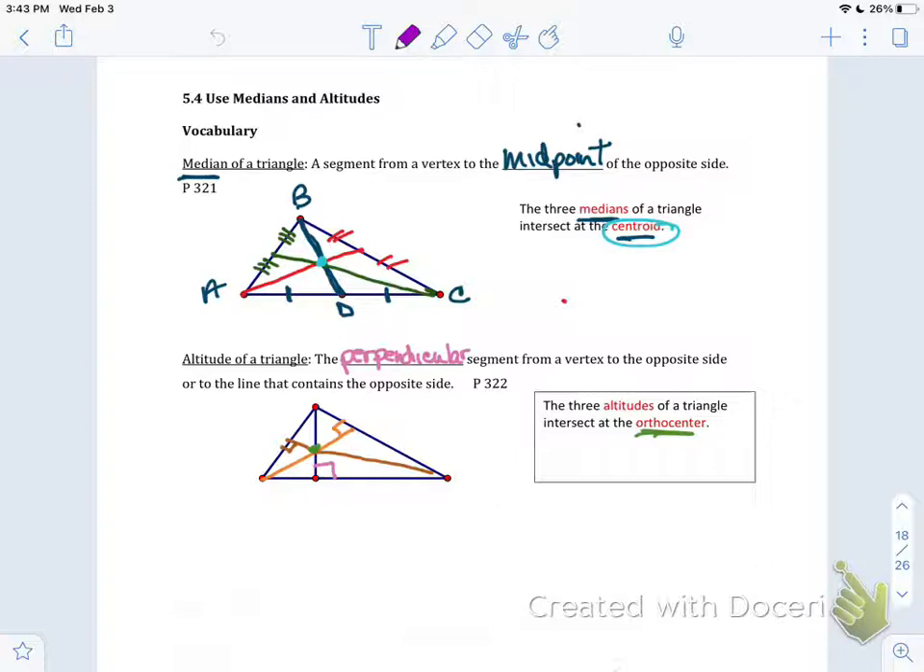So altitudes end up making these right angles on the sides of the triangle. They also come from the vertex. So the way these two are similar or related, they all come from the vertex. All 6 of these things come from the vertex. Okay, the medians go to a midpoint, and the altitudes form a right angle. Okay, so they do very different things once they leave the vertex, but they are all coming from the vertex. Okay, so that's the 2 key pieces of today's lesson.